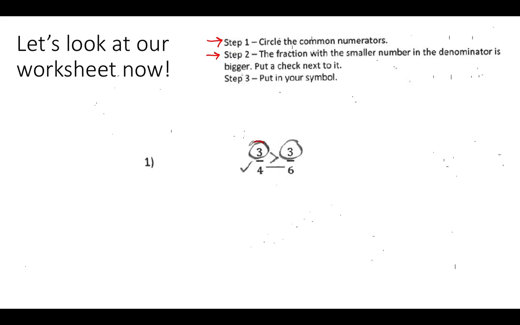The work we show is always circle, circle. That's where we see something's the same. Check. And notice I checked the number that had less pieces that it was cut into. This is 4ths. This is 6ths. They're tinier. Then my symbol means this is bigger. I need to use the greater than symbol. 3/4 is greater than 3/6.